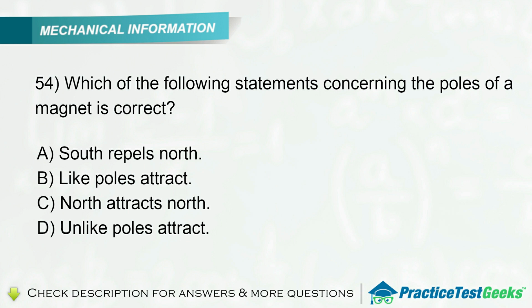Question 54. Which of the following statements concerning the poles of a magnet is correct? A. South repels north, B. Like poles attract, C. North attracts north, D. Unlike poles attract.